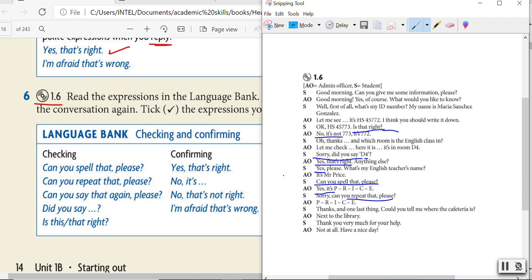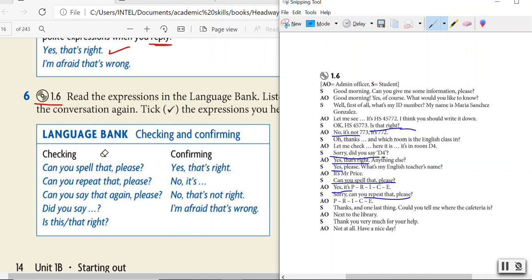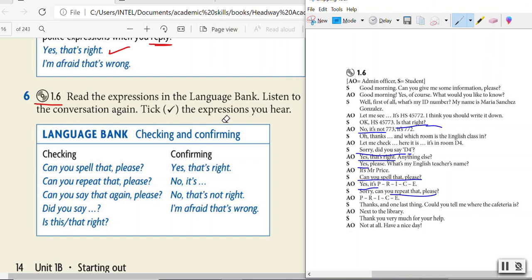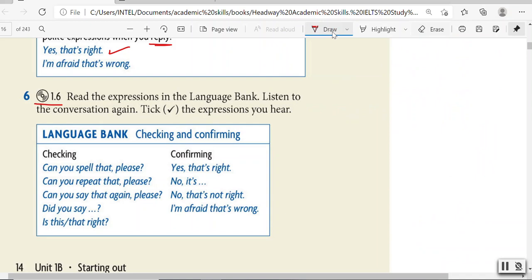Okay, let's check this table. Listen to the conversation again and take the expressions you hear. The expressions that we hear in here. Which ones? We hear: Can you spell that, please? Can you repeat that, please? And also, did you say these questions are used for checking? And is that right? Also, for confirming, we hear: Yes, that's right. No, it's not. These are expressions for checking and confirming information. And if you have a question, don't hesitate, please write a comment below.